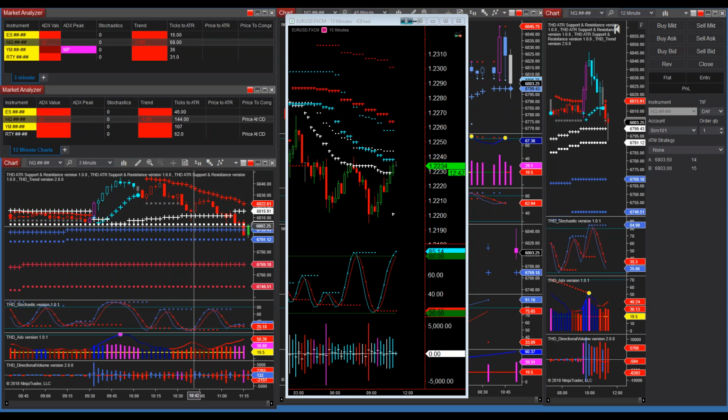This blue ATR here is representing the 45-minute. The red is the 180. The white is the 12-minute. And the cyan and the bright red is actually the 3-minute. This just enables you to see all of the ATRs on one screen. I might have forgot to tell you that.